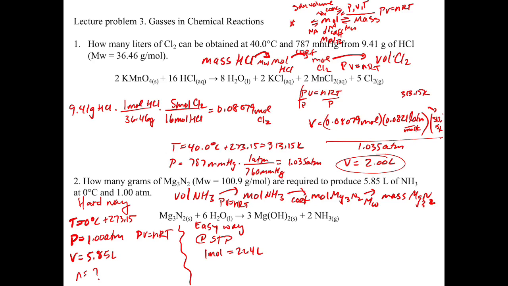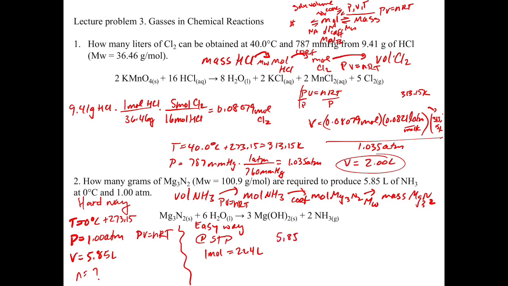I'm going to do that in this case just to show you how that makes life a little bit easier. But if you didn't recognize that, you are perfectly welcome to use PV equals nRT to calculate it. You're going to get the exact same number. You're going to get full credit on the exam. But this may save you some time if you can recognize that it's at STP.